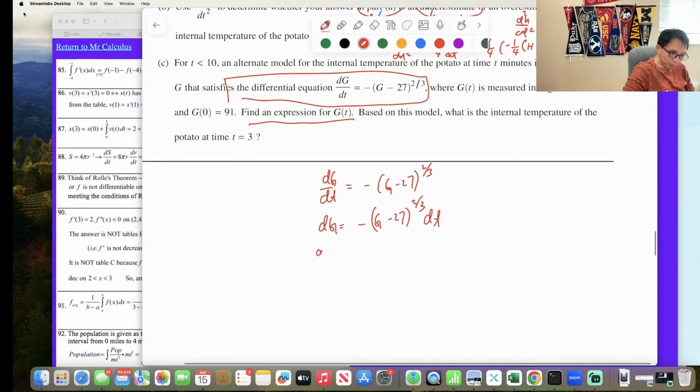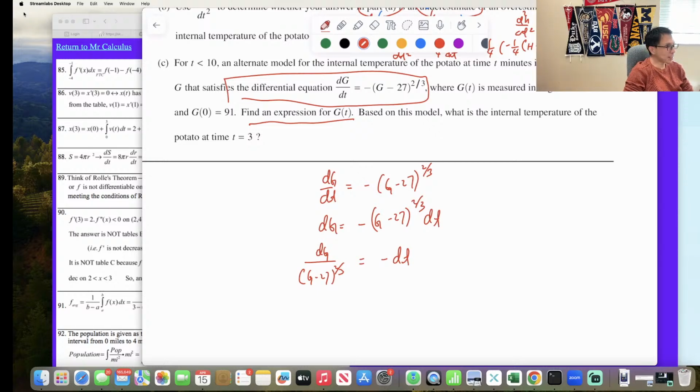Now I'm going to move this g to the other side. I'm going to keep the negative sign on the other side just because I think that's simpler. So (g minus 27) to the negative 2/3 dg is equal to negative dt. If you do this, that gives you the first point. At least get down to this part. Everybody can get 1 point here. It's called separation of variables.